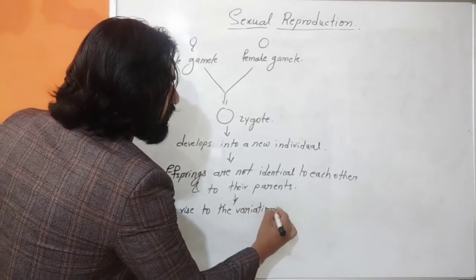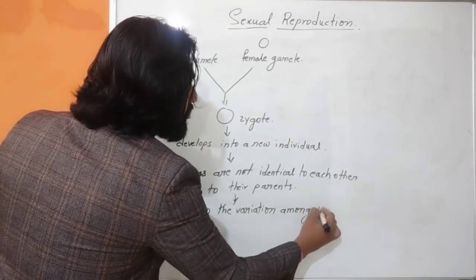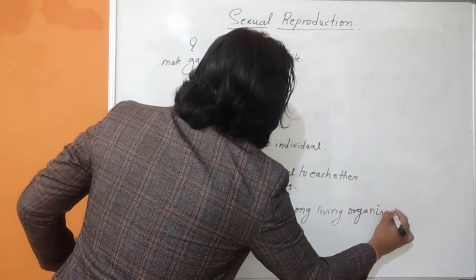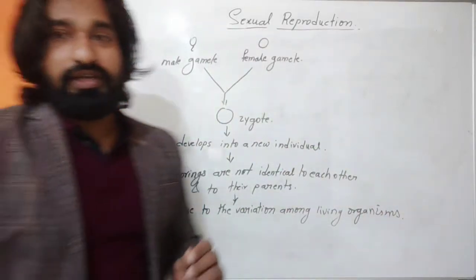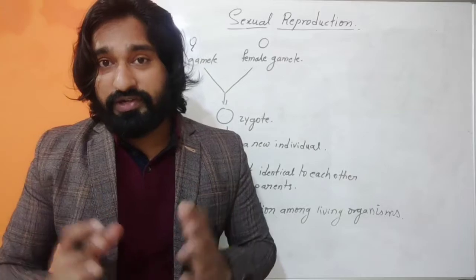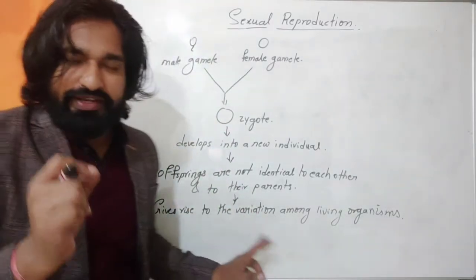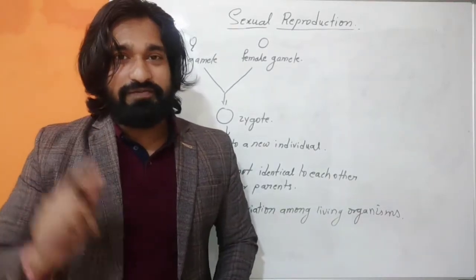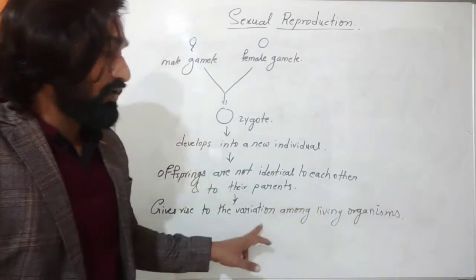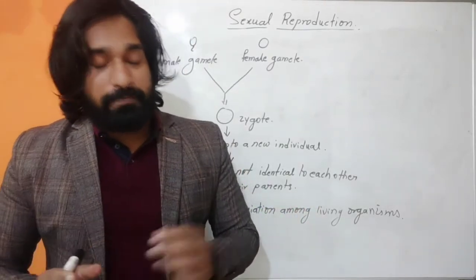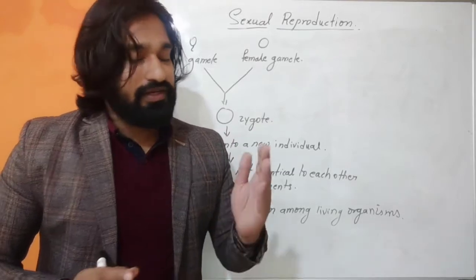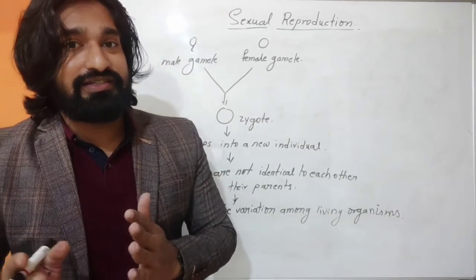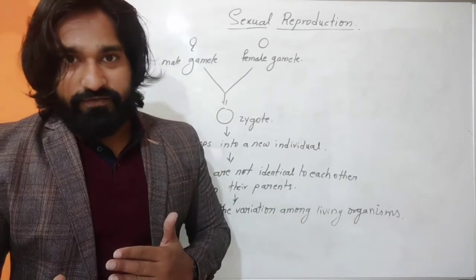Variations among living organisms. So because of this, sexual reproduction is a very specialized type of reproduction that is going to give rise to the variations, and these variations are said to be the raw material for the evolution. So about the evolution we'll discuss later in another video. So overall, when you consider reproduction, we know that there are two types of reproduction, asexual reproduction and sexual reproduction. Sexual reproduction is said to be more advantageous from the evolution point of view.